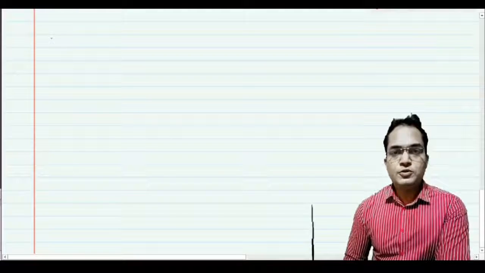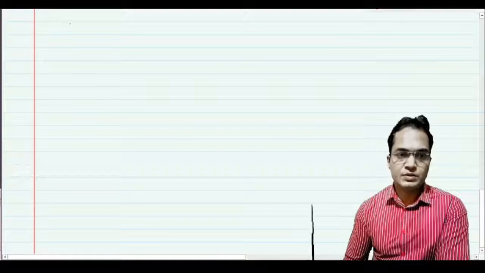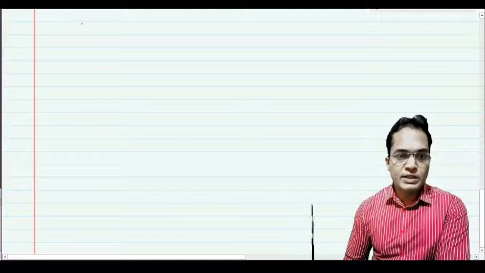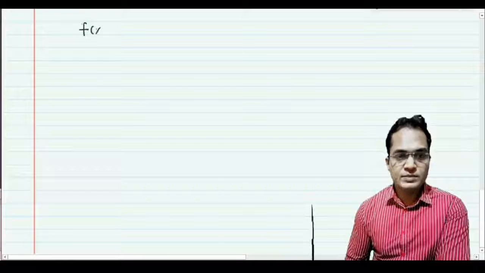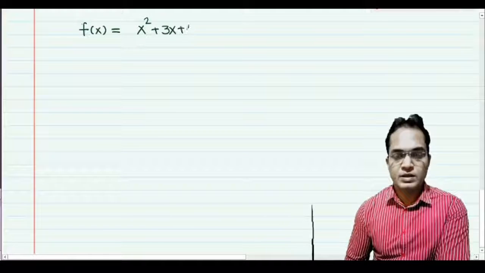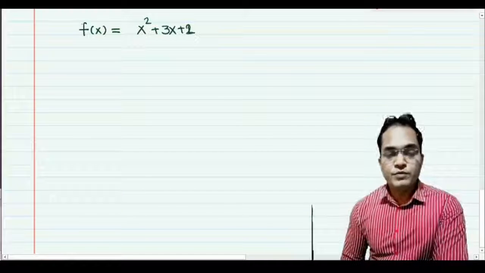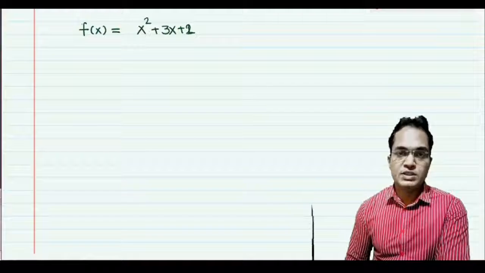Now we are going to check the graph of the quadratic equation. Okay, what is the nature of the graph? Let the quadratic equation, or you can say quadratic polynomial, f(x) equals, suppose, x square plus 3x plus 2. Sorry, plus 2.